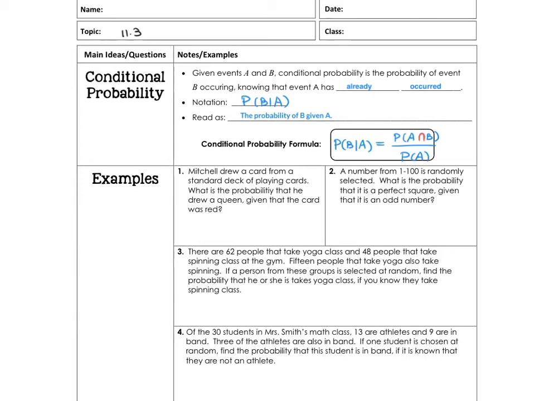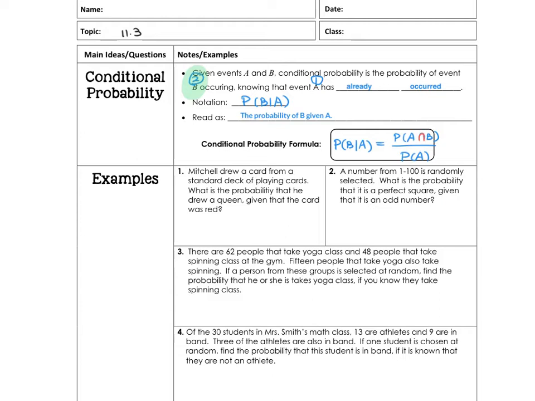As you saw in the previous video, conditional probability can be a little bit tricky. So here's a quick review of the concept of conditional probability. Given events A and B, conditional probability is the probability of event B occurring, knowing that event A has already occurred. Now here I want you to pay attention. What first happens is event A, and then event B happens. And our focus is actually on event B in conditional probability.